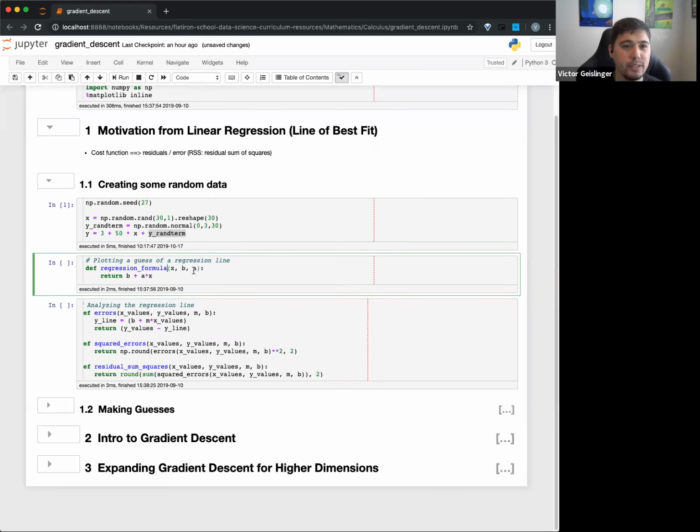Now what I want to do eventually is, I have this data, and let's say I don't know how it's generated. I don't know what it looks like. I want to generate a linear regression line to fit the best I can on this data.